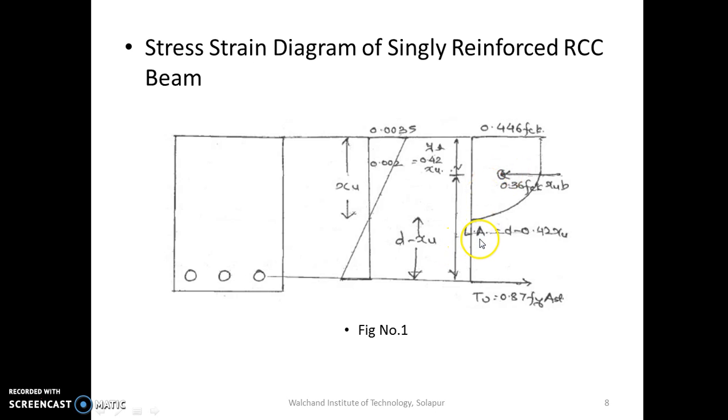So that is required to calculate lever arm. For equilibrium, C must be equal to T. What is C? C is area of this stress diagram into breadth. It is 0.36 fck Xu into b, that is your compression C, and that must be equal to tension T, that is 0.87 Fy into Ast. So for finding the moment of resistance, it is either T into lever arm or C into lever arm. So if I take C into lever arm, it is 0.36 fck Xu into b multiplied by lever arm, which is d minus 0.42 Xu. So this way we can analyze and design the RCC sections. Thank you one and all.